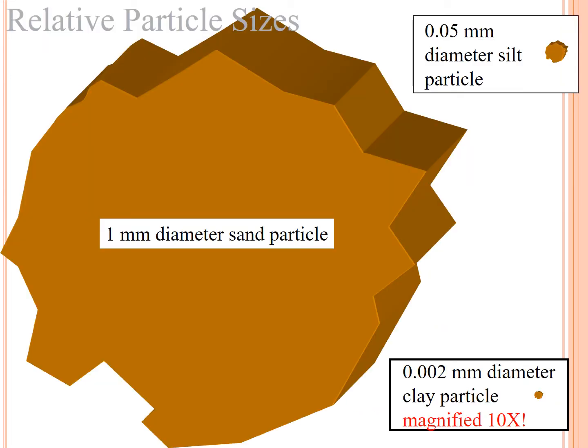So here's an exaggerated diagram showing the difference in the particle sizes. Sand is obviously the biggest, followed by silt, shown up here in the corner, and then a clay particle in comparison to these, if we magnified it 10 times, would be this size. Clay is teeny tiny.